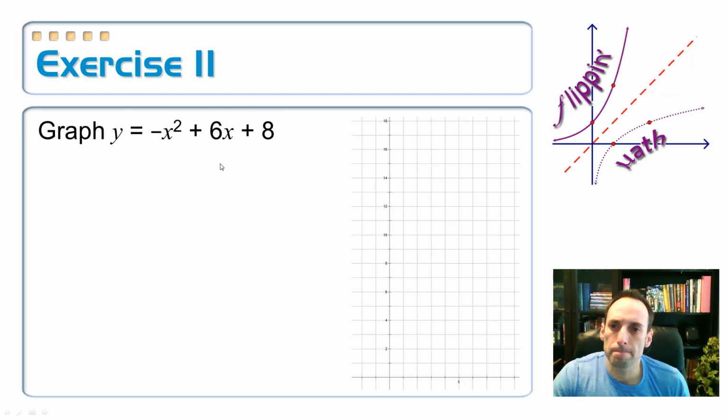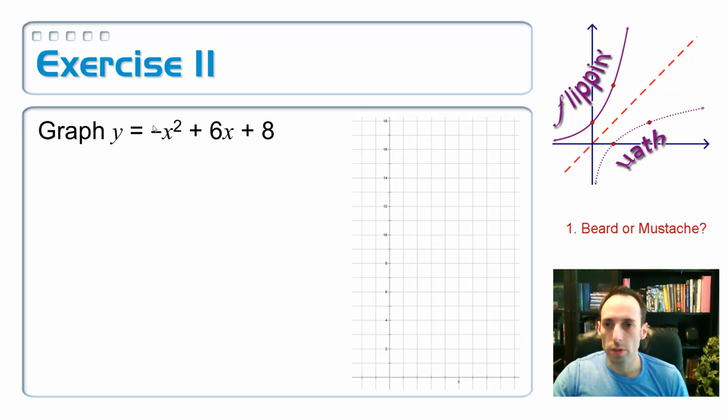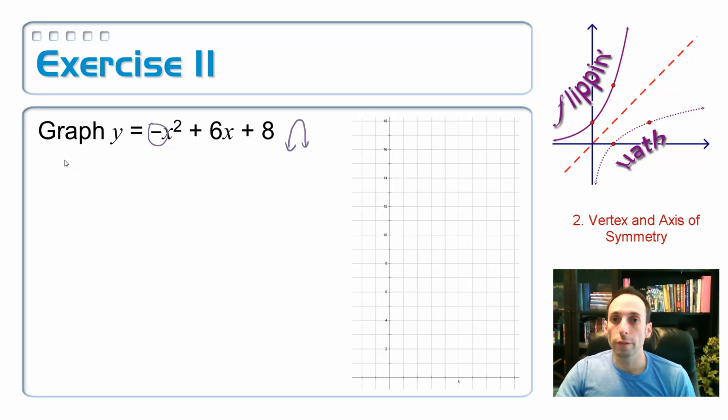Now, the first thing I've got to do is look at my a value, which is negative 1. So this means my parabola is going downwards. I've got myself a mustache. Essential information.